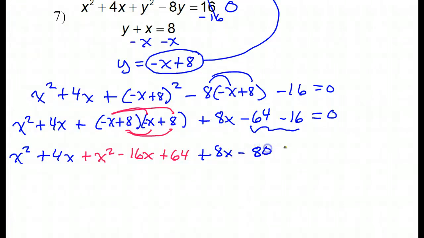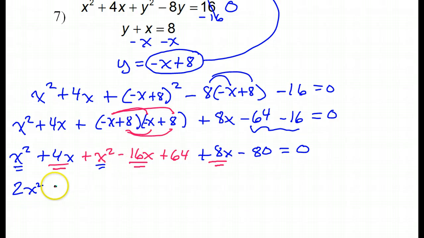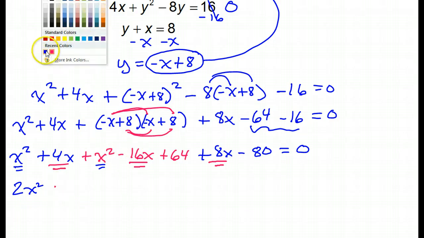So that's our negative 80 is equal to 0. So combining like terms, x squared plus x squared is going to be 2x squared. And then what do we have here? We have 4x and negative 16x and 8x. Well, 8 plus 4 is 12, and then 12 minus 16 is negative 4. So the net result of all that is negative 4x.